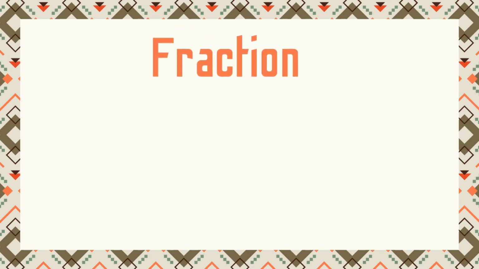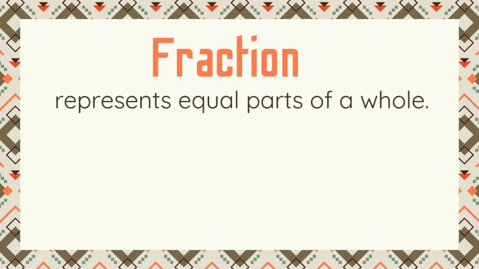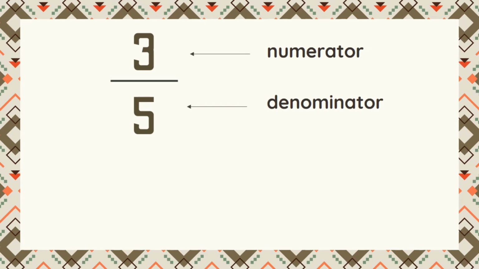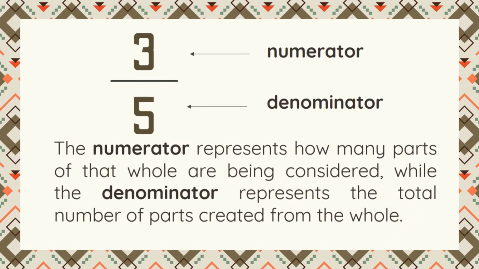Kids, have you heard the word fraction? Fraction represents equal parts of a whole. For example is 3/5. A fraction has two parts. First is the numerator, and second is the denominator. The numerator represents how many parts of that whole are being considered, while the denominator represents the total number of parts created from the whole.